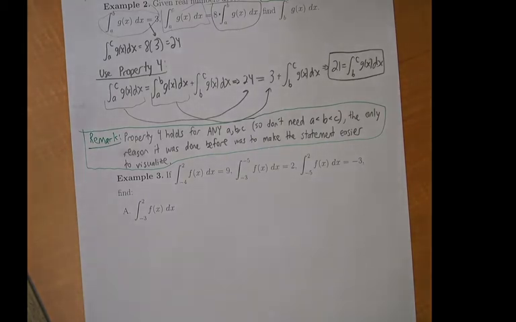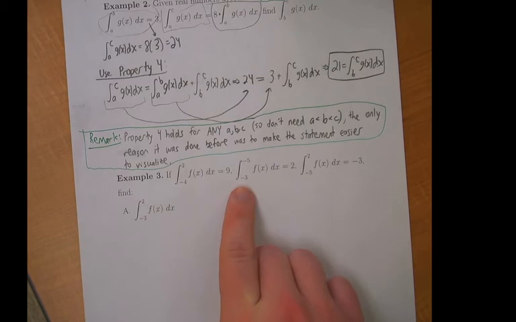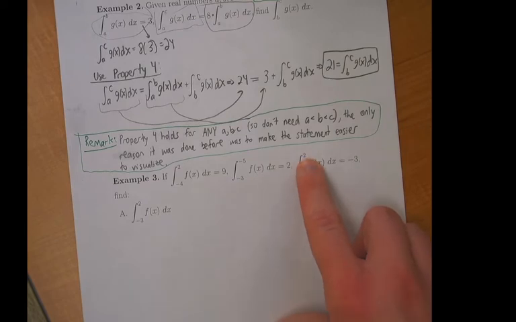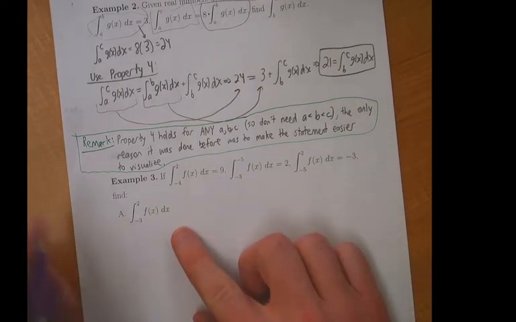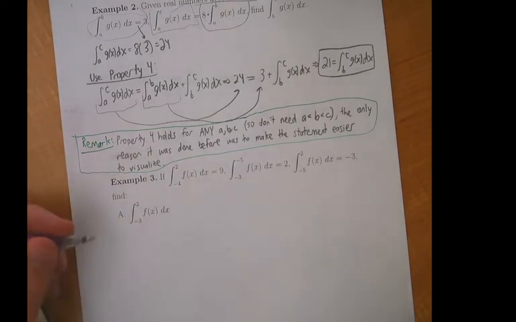Okay. So here, with example 3, we say, all right, if the integral from -4 to 2 of f of x is 9, the integral from -3 to -5 of f of x is 2, and the integral from -5 to 2 is -3, we have to find the following. So we have the integral from -3 to 2 of f of x dx.